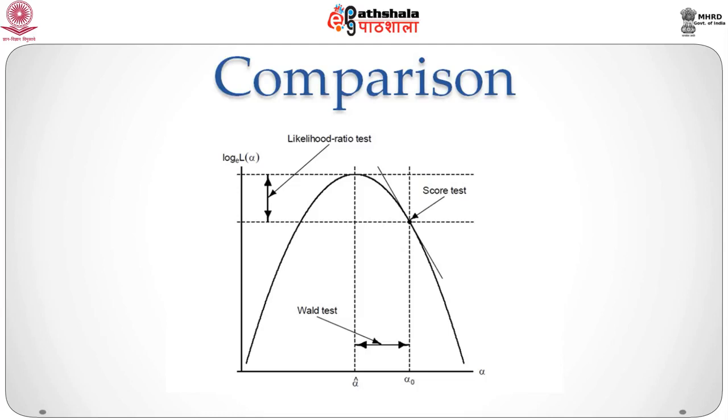On the y-axis on this graph, we have plotted the value of the log likelihood, and the likelihood ratio test is looking at the corresponding differences in the value of the log likelihood. The score function is given by the derivative of the log likelihood, and thus we are looking at the significance of the tangent of the likelihood evaluated at alpha naught. In general, for large data sets, the three procedures will lead to very similar estimates.